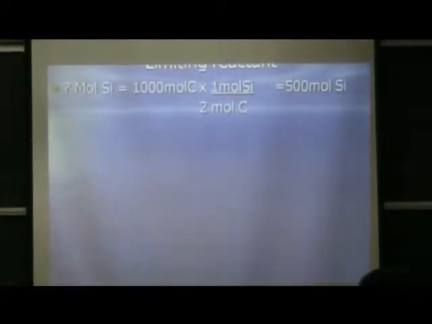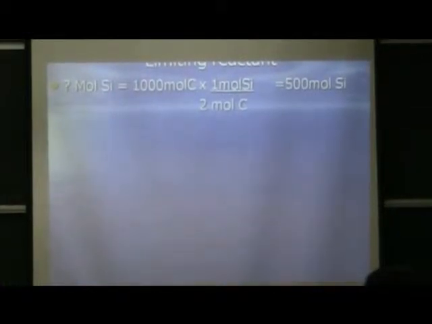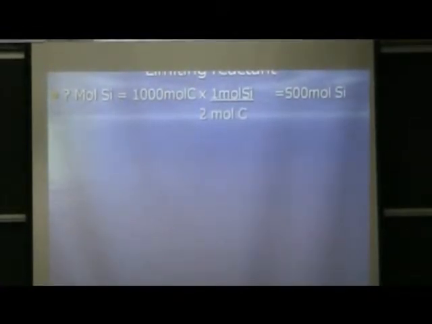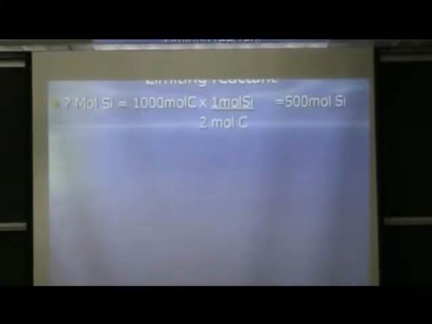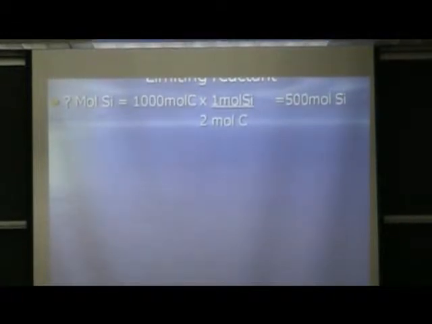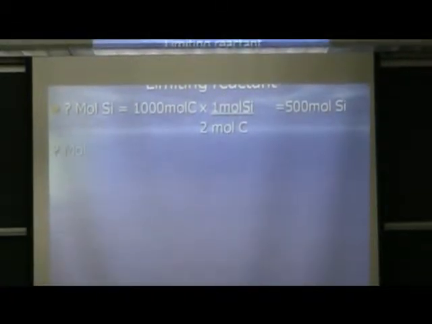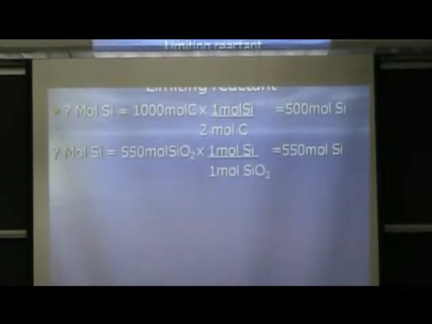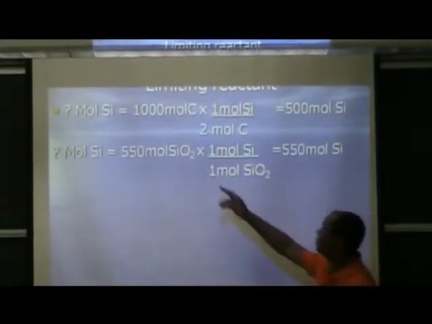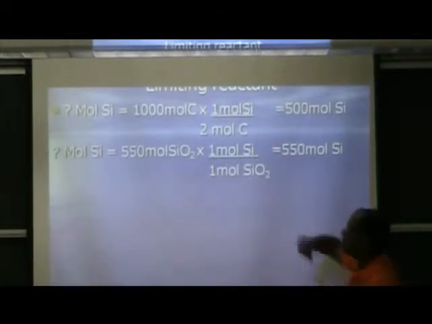Okay, look here. The answer is 550. But how do we come up with this? We can calculate the amount of silicon that's formed here from 1,000 moles of carbon. From 1,000 moles of carbon, because it is always half, it is 500 moles of silicon, right? The amount of silicon that's formed from 550 moles of silicon is 550.